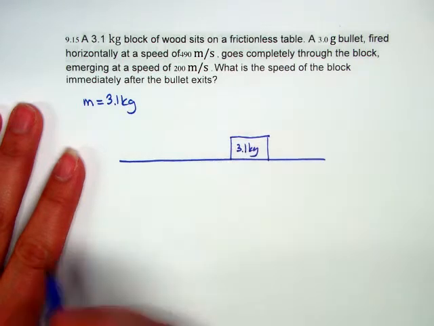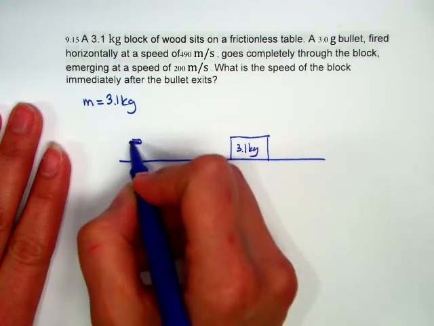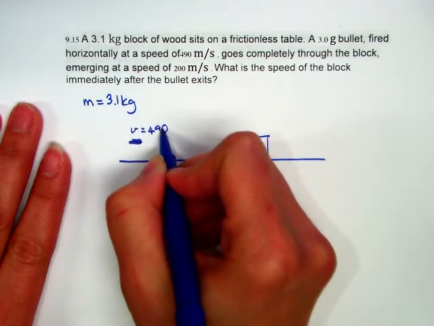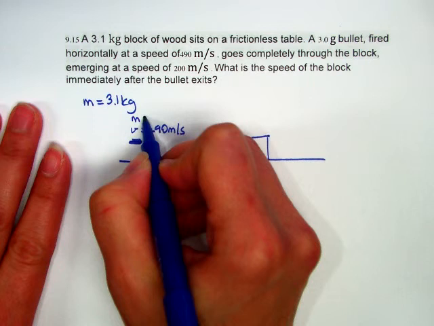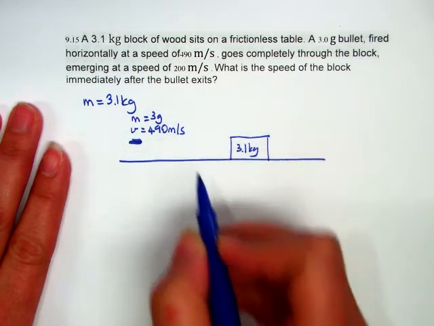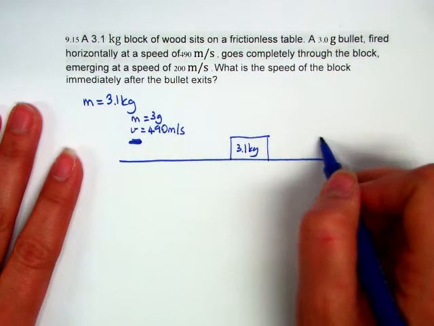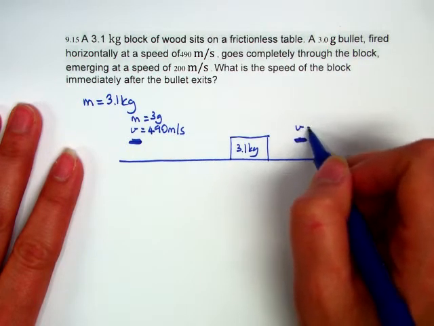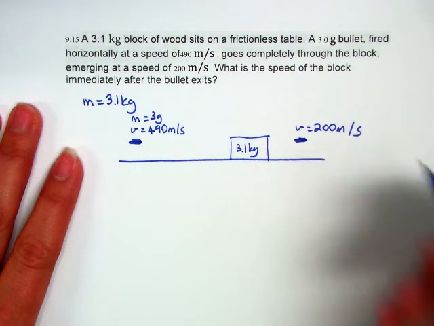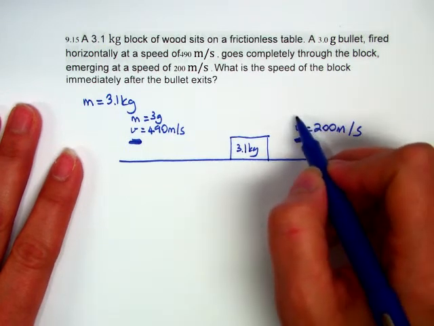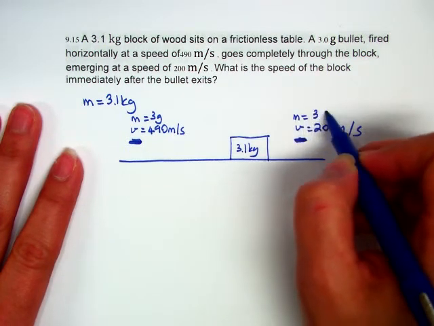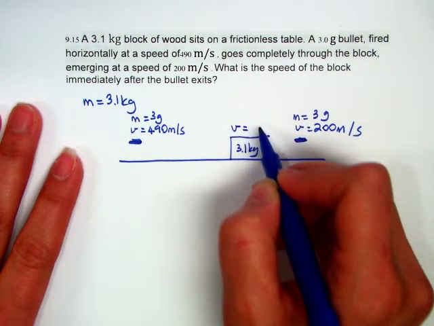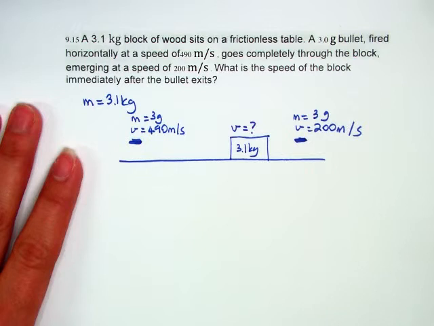So let's start off with the figure. The 3.1 kilogram block is sitting here. Here's the bullet. The bullet is going with 490 meters per second, and the mass is 3 grams. And then after it goes through, it is emerging with 200 meters per second, and the mass must still be the same. The question is, what is the speed of the block immediately after the bullet exits?